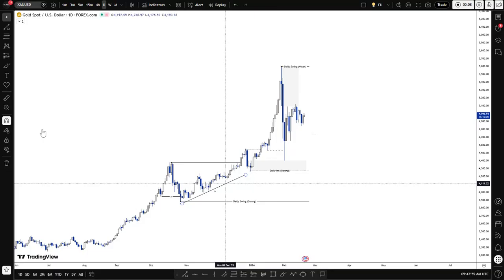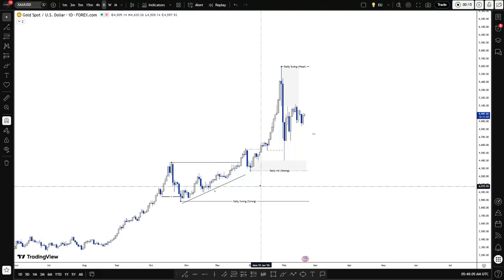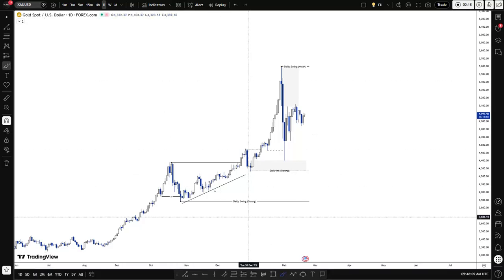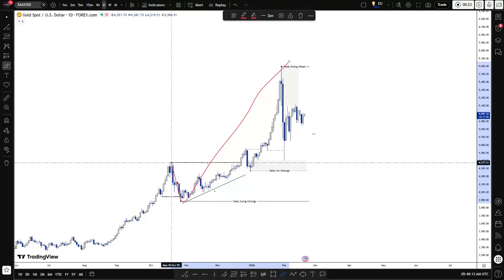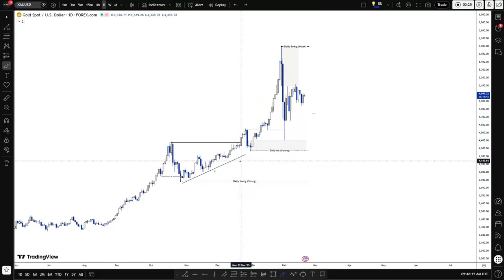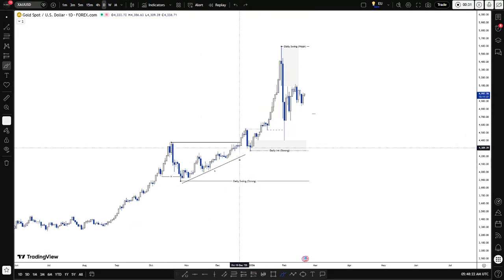So, for today's video, I'm going to be doing an analysis on gold, XAUUSD, and I'm going to start from the daily time frame. On the daily time frame, my swing structure is bullish. This is my swing structure. That is the bullish breakout structure. Price broke and closed above this high here, confirming the bullish breakout structure.